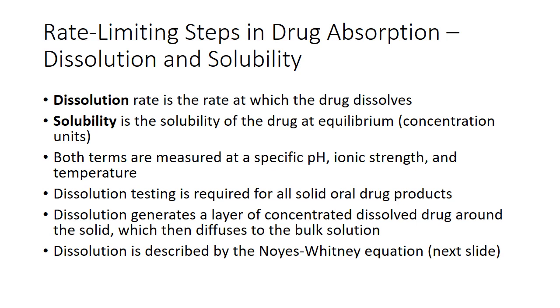And the way it works is, when something starts to dissolve, you get a layer of very concentrated drug dissolved around the tablet, and that diffuses into the bulk solution. Believe it or not, they have equations to define that whole process. Some drugs will have a different thickness of that concentrated layer, depending on the drug, how fast the solution is agitated, or how fast your GI tract might be churning. So there's an equation to describe all that. It's called the Noyes-Whitney equation, and that's on the next slide.